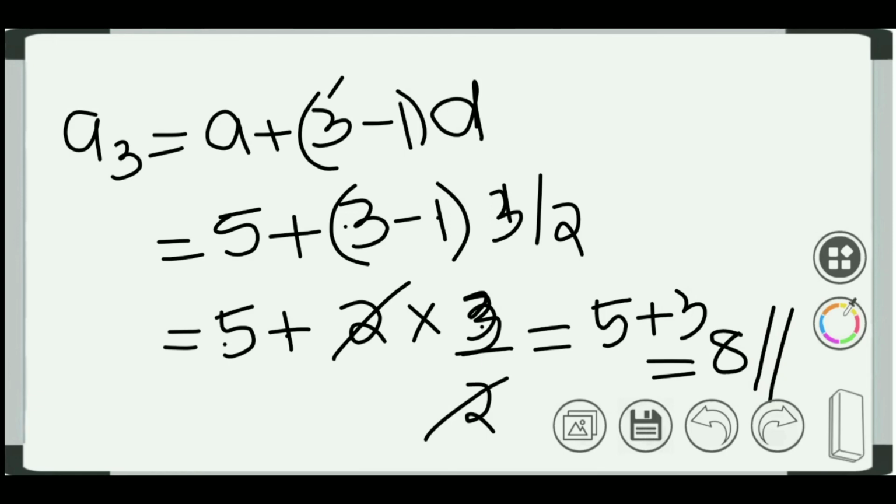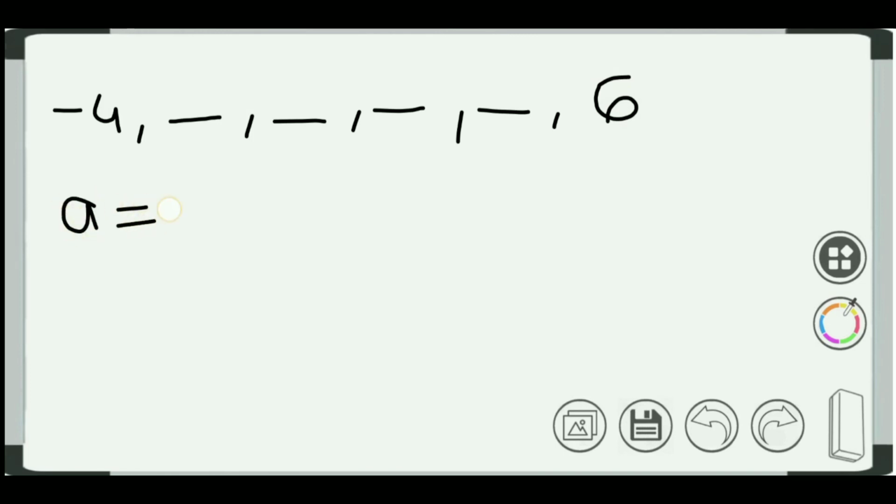Next one, fourth. First term is given minus 4. We don't know second, third, fourth, fifth, and sixth term is given. So first of all write the given values. First term is given, A is equal to minus 4. Sixth term is given, A6 is equal to 6.